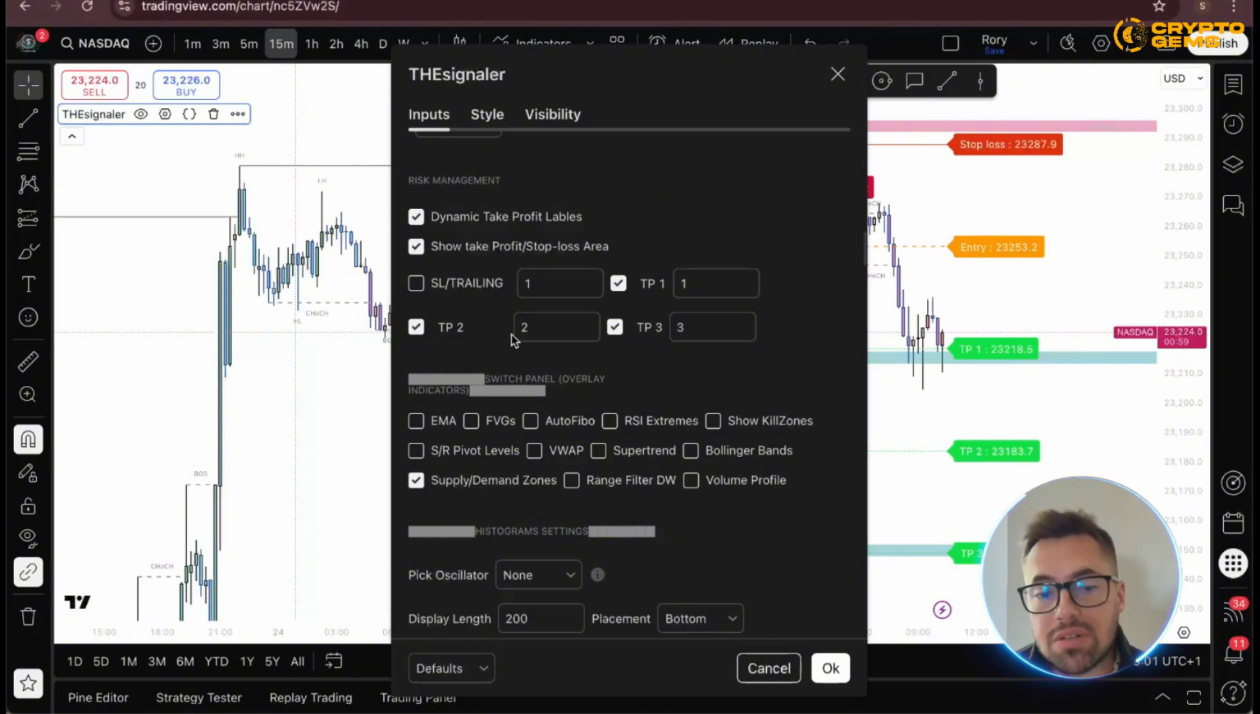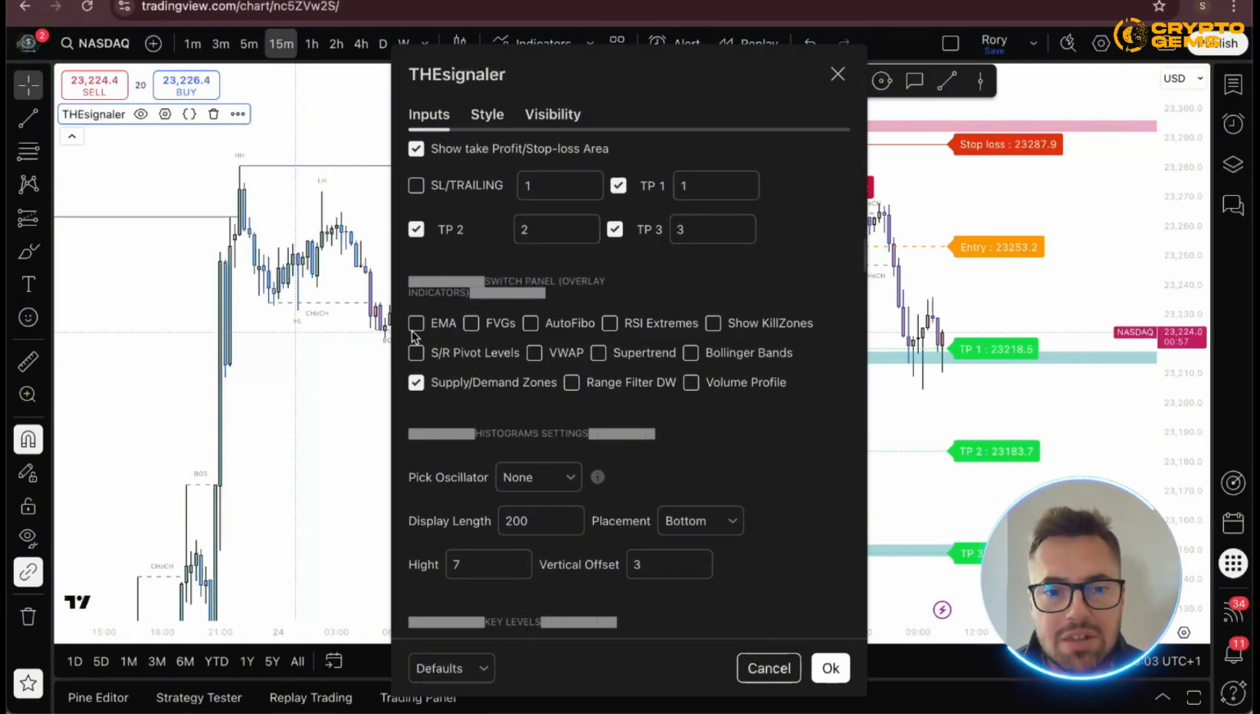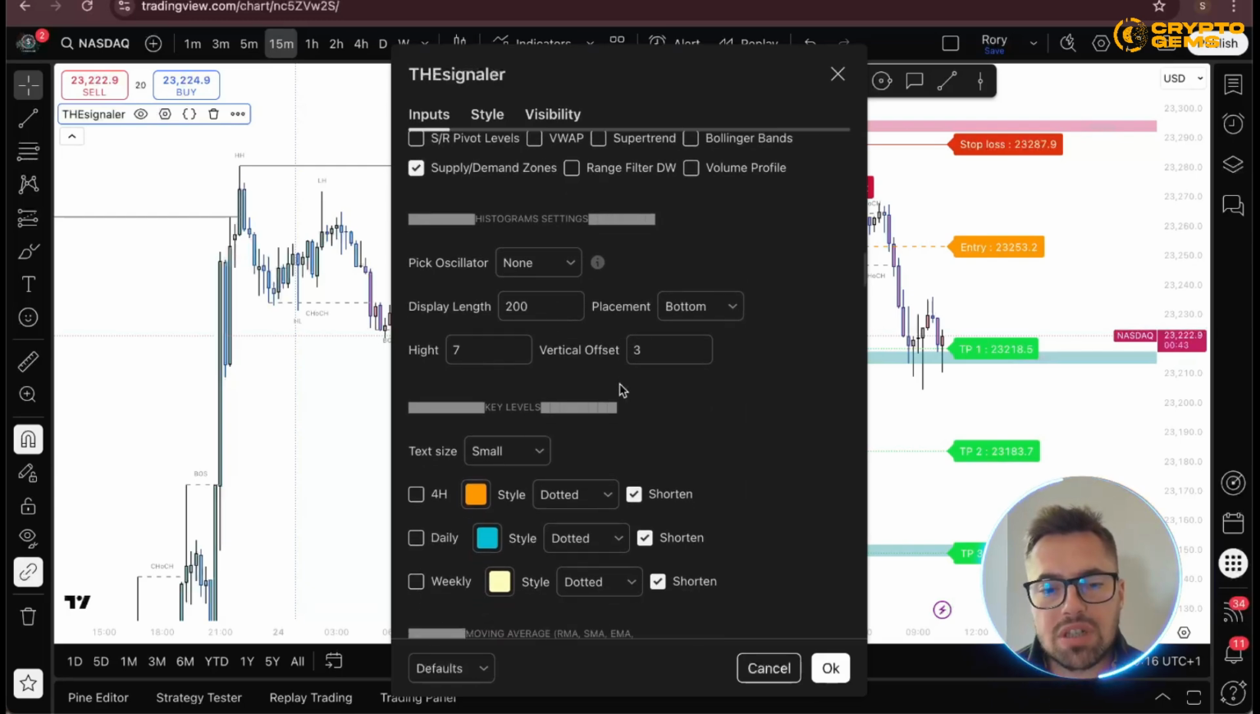You can have it as a trailing stop loss. Extra indicators you can put on: EMAs, fair value gaps, also fibs, RSIs, kill zones, support and resistance levels, VWAP, super trend, Bollingers, supply and demand zones, range, and volume profile. Guys, there is so much that you can use on here.